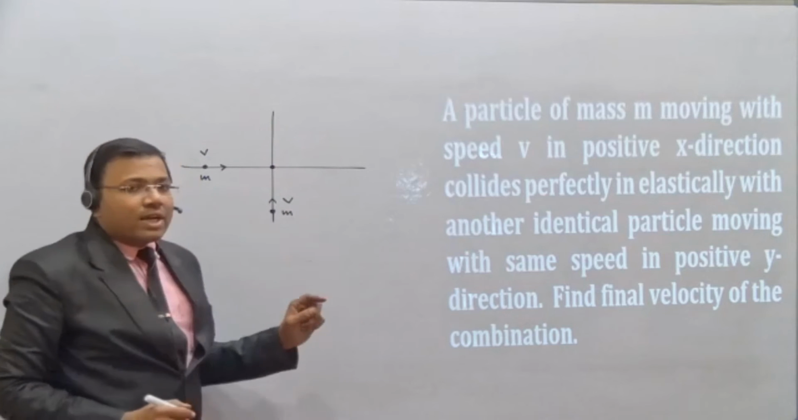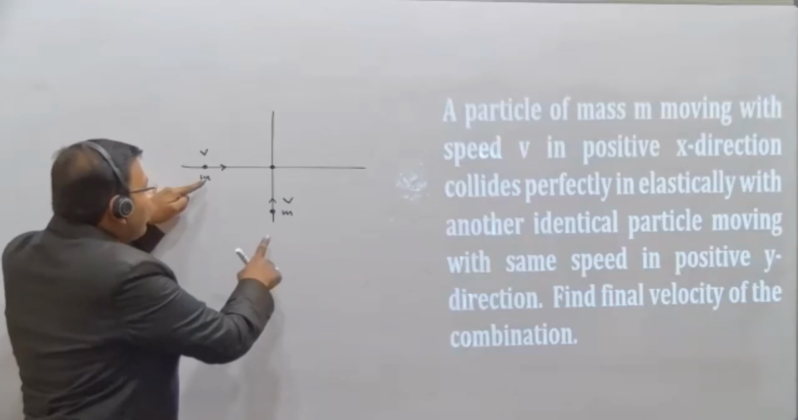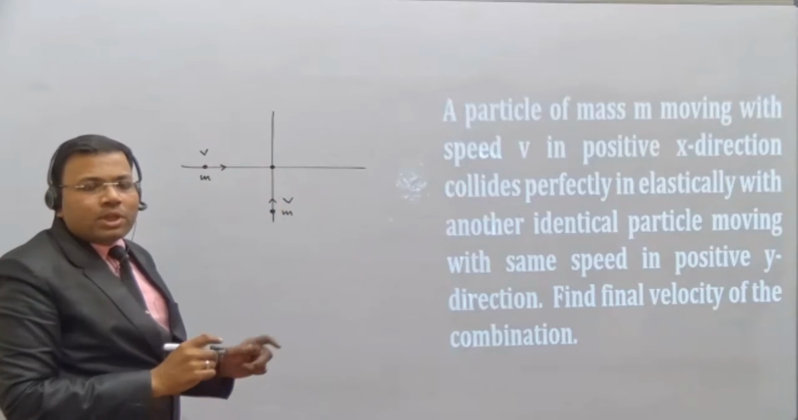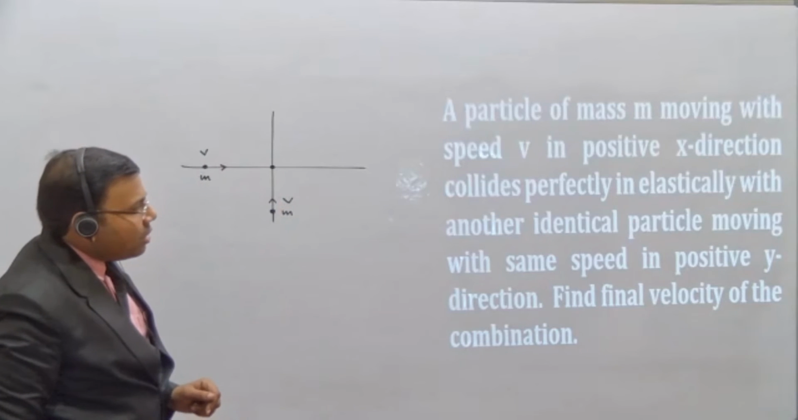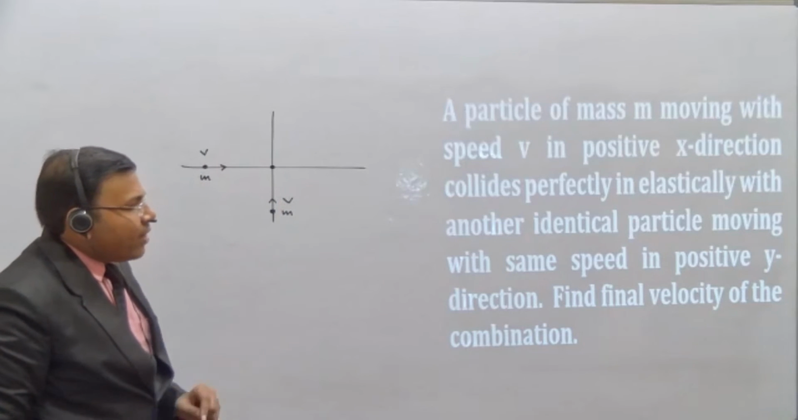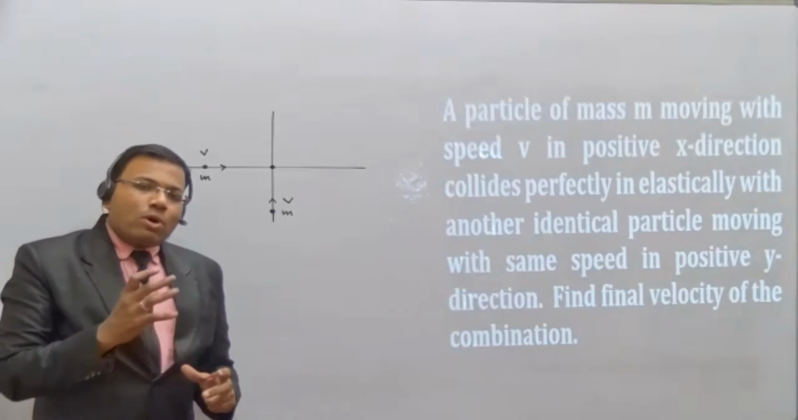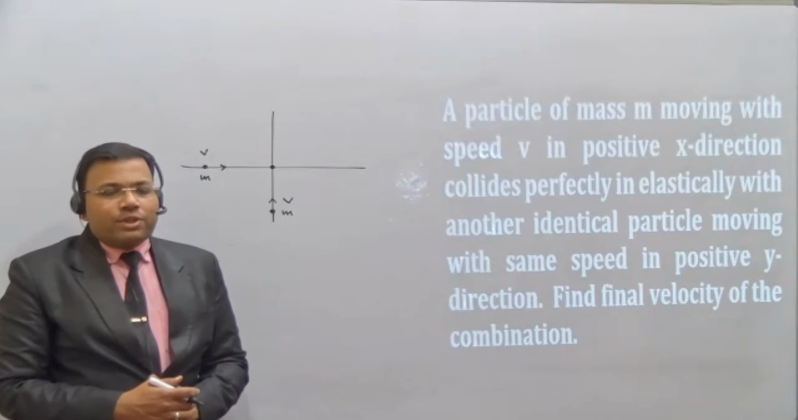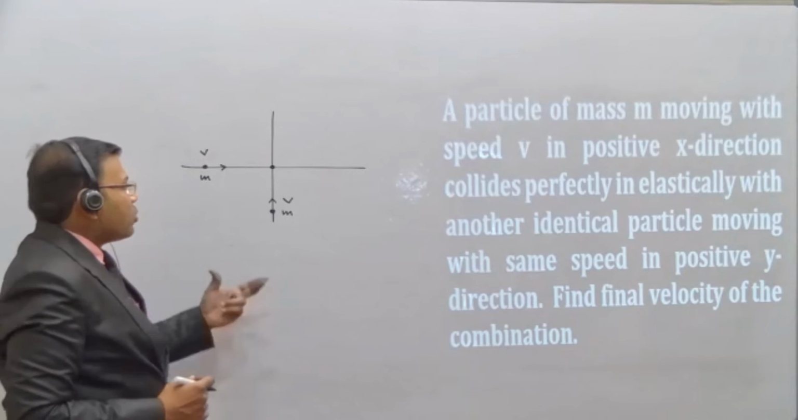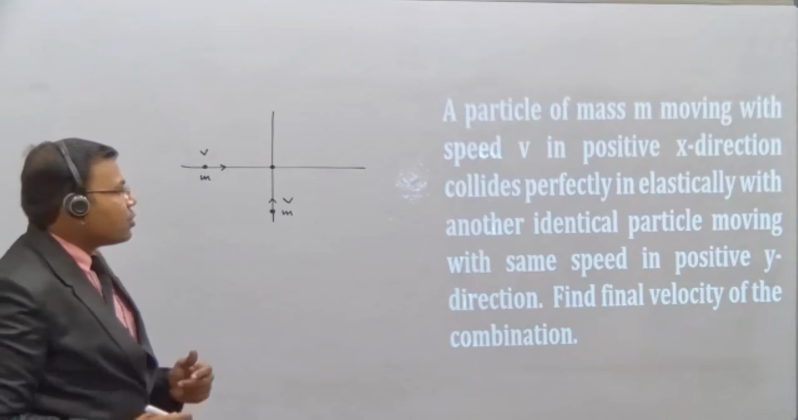It is a perfectly inelastic collision. What will happen? These two will stick, they get attached, and after attaching we have to calculate, find the final velocity of the combination. So both will combine, and when they move combined, what is the final velocity we need to calculate. Now this question was already asked in a competitive exam, so let us go.